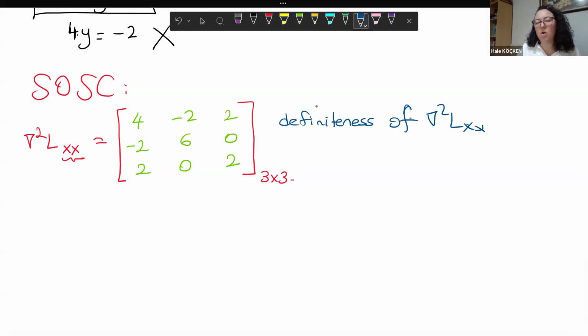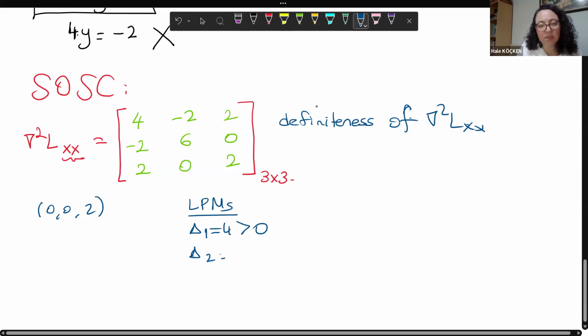As you see, there is no variable in your nabla square L. Of course, we have a candidate point as 0, 0, 2. If there are some variables there, of course, I will substitute it, but there is none, so it is constant. So I'm writing my LPMs. Delta 1 is 4, greater than 0. Delta 2 is 24 minus 4, greater than 0.